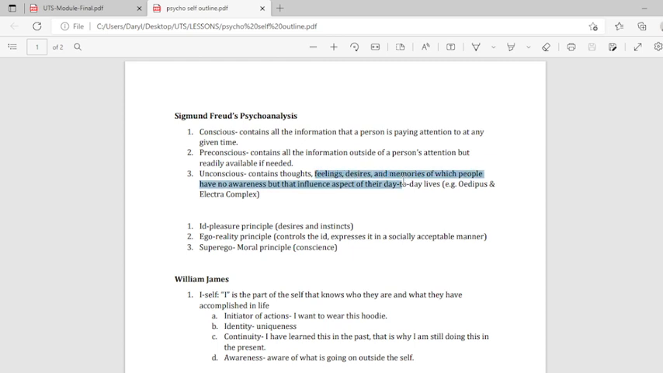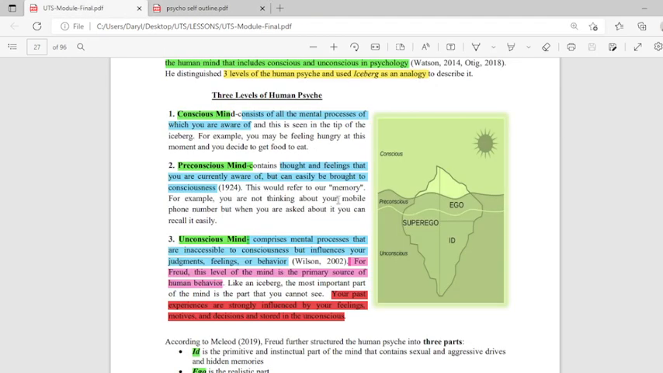Okay? And unconscious mind, you are totally unaware of this because these are your desires, feelings, thoughts, and memories, but it will influence how you deal with your day-to-day life, particularly on your judgments, feelings, or your behavior. Okay? Dili ka aware ani, but it will influence how you judge, how you feel, how you think, and how you act. Okay? So that is the 3 levels of human psyche according to Freud.